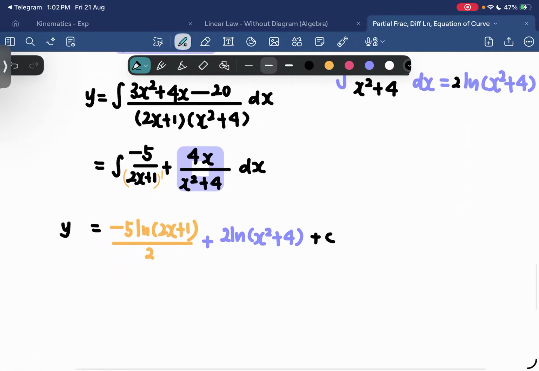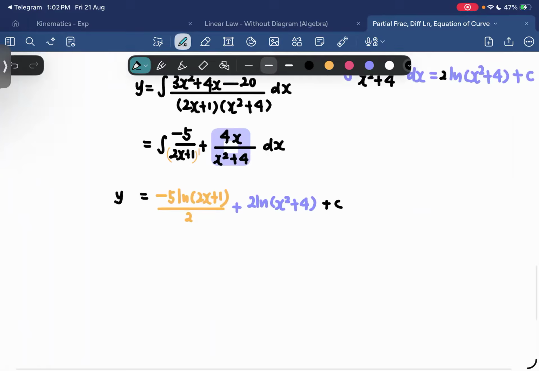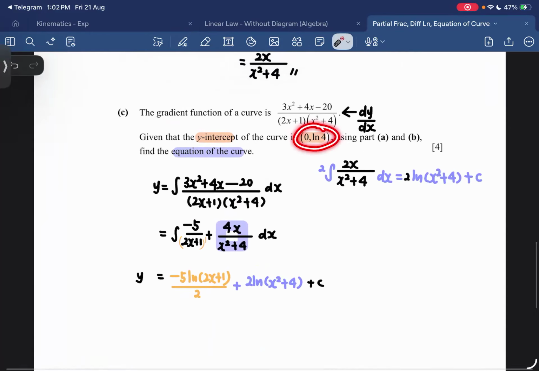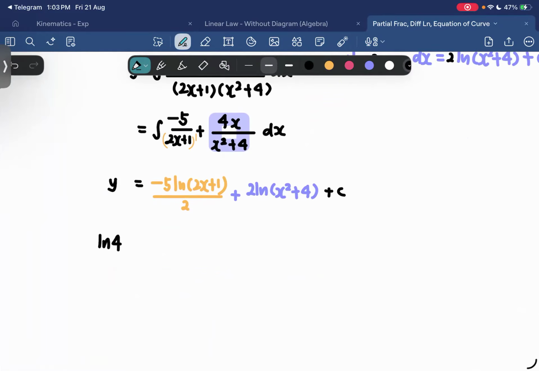So this is your important integrate "hence" kind of question. Use the top. Okay? So now we have this ready. What we have here is the y-intercept. So you sub in x equals 0, y is ln 4. Let's try. So ln 4, because we must solve for c, right? Negative 5 ln 1, because x is 0, right? Like that. This is 2 ln 4 plus c.